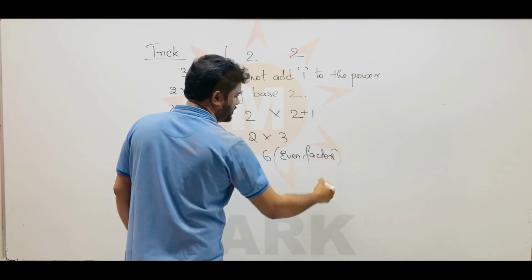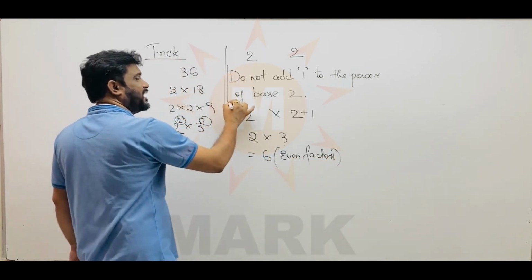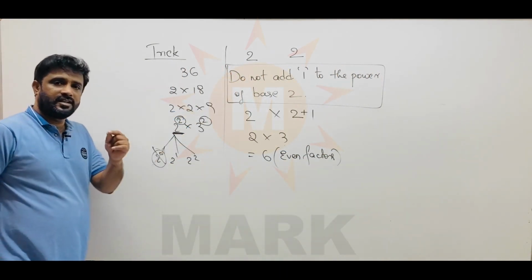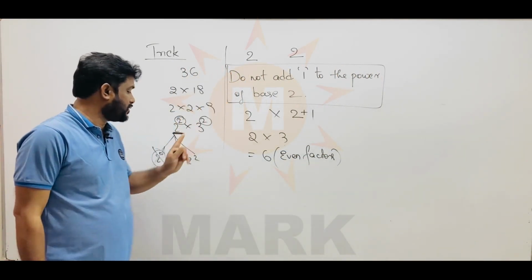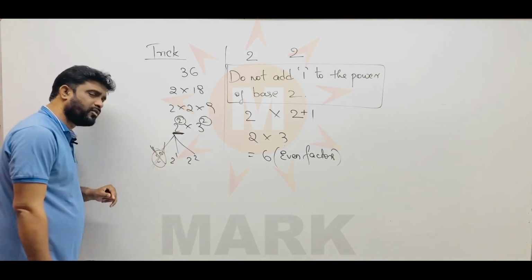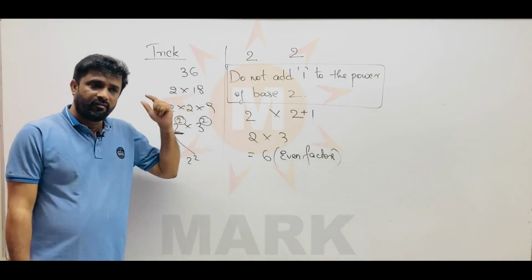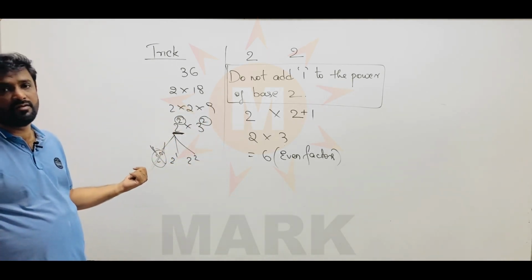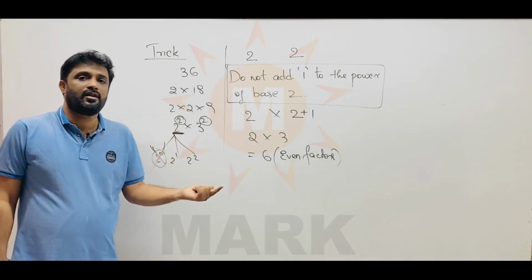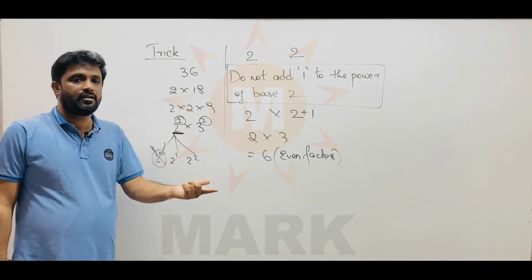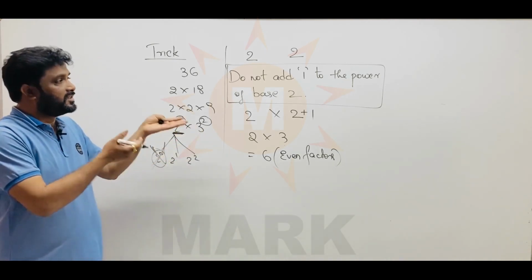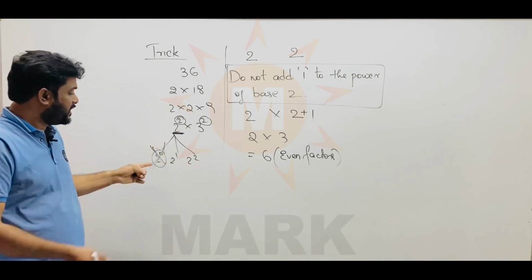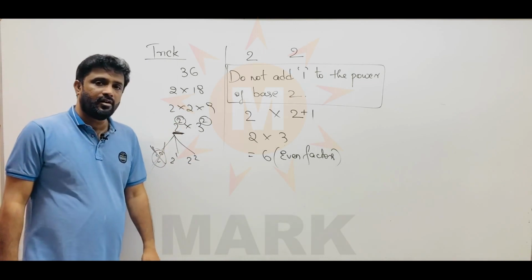Even factors. My dear friends, the trick is everything is same as finding the total number of factors, but there is a small change in the third step. What is that? Do not add 1 to the power of 2, because we are not considering this 2 power 0. When it is multiplied by other odd numbers, 2 power 0 is already an odd number, which is equal to 1. When it is multiplied with other odd numbers, the product also comes as an odd number, and we don't want odd numbers. This is a problem to find even factors. That's why this is not allowed. So this is what we need to do.